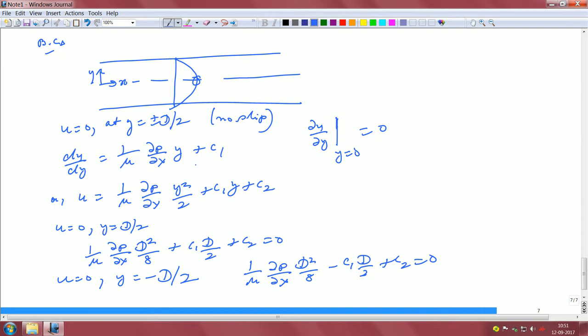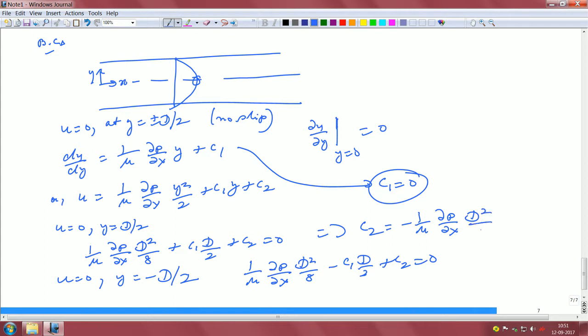So, if you look at this, you will get c1 is equal to 0, right, because the slope will vanish. And from the other part you can get c2 is equal to minus 1 over mu dp by dx d square by 8, right. So, that will be the other part. So, c1 is equal to 0, c2 is equal to that. Okay.